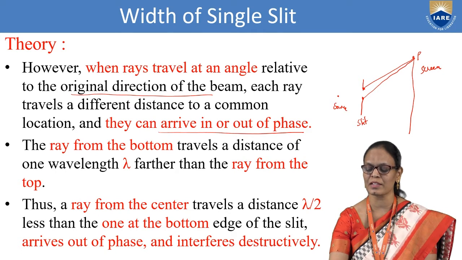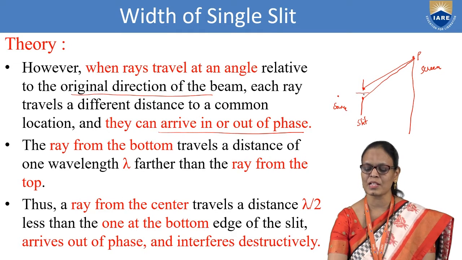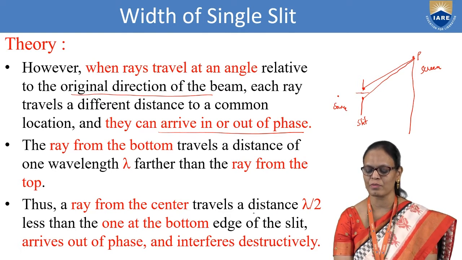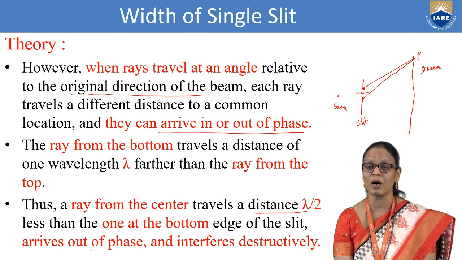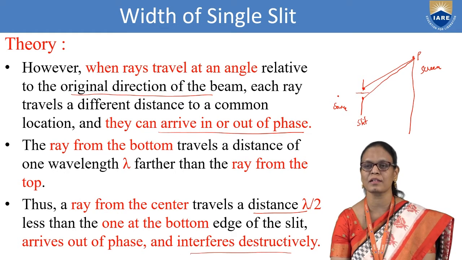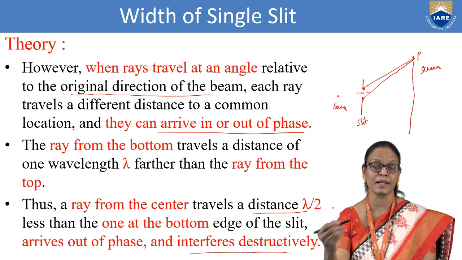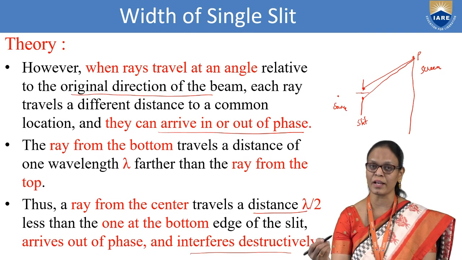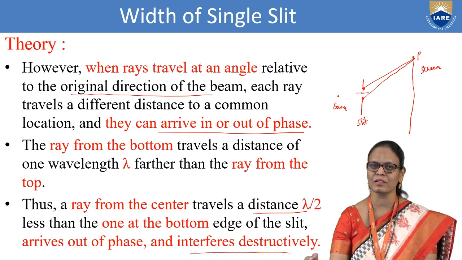Now, we are always talking with respect to the center. So if you take one ray from the end of the slit and one from the center, they will differ in path by lambda by 2. So the one at the bottom of the slit arrives out of phase, and when they arrive out of phase, they interfere destructively. When they are in phase, it is constructive interference, and when they arrive out of phase, it is destructive interference.